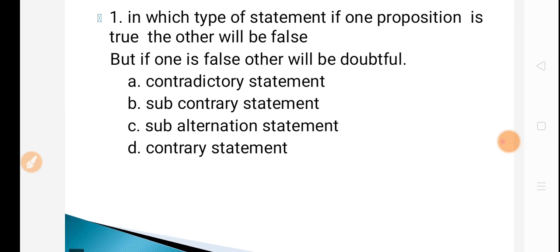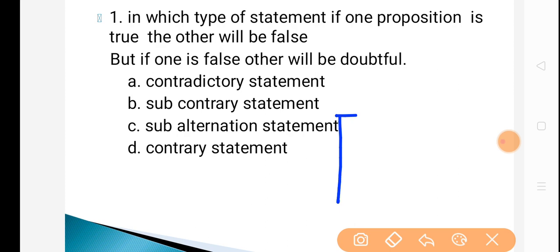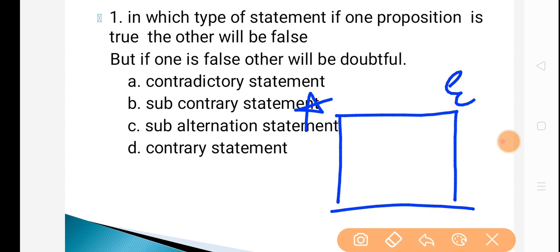First question. In this type of statement, if one proposition is true, the other will be false. But if one is false, the other will be doubtful. The options are contradictory, subcontrary, subordination and contrary statement. So I'm just drawing the square box here, marking A, E, I and O, and we want to check all four statements.